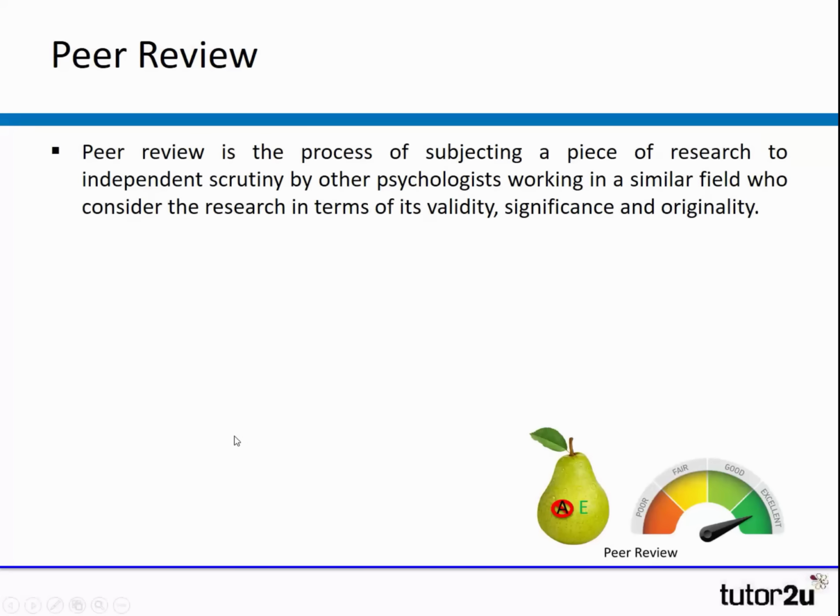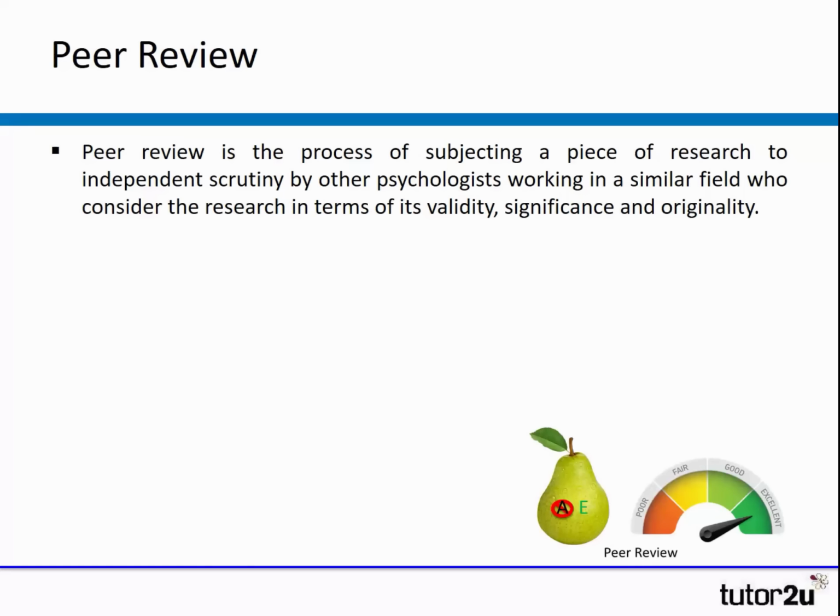Now, peer review is a process when someone conducts an experiment. It's where they subject their research to an independent body of other psychologists who work in that area, who will check it in terms of its significance, its validity, and its originality. So if I was to conduct research, I would send it to other psychologists, and they're going to check it to make sure actually my research is valid, it is significant, and it is something original. I've not just copied it from somewhere else.